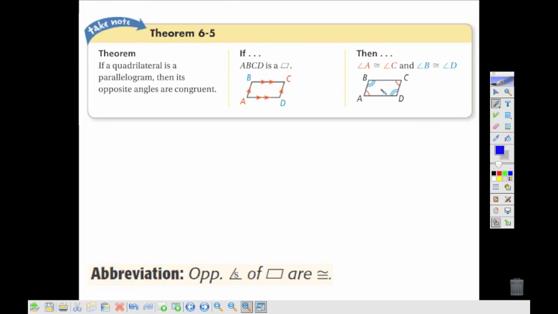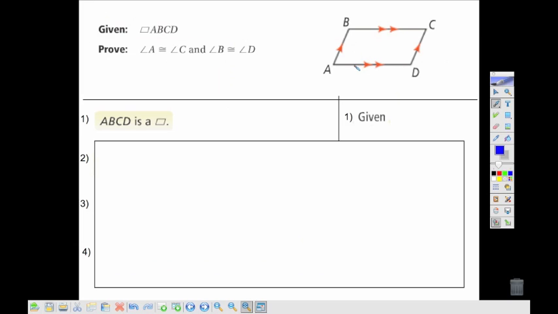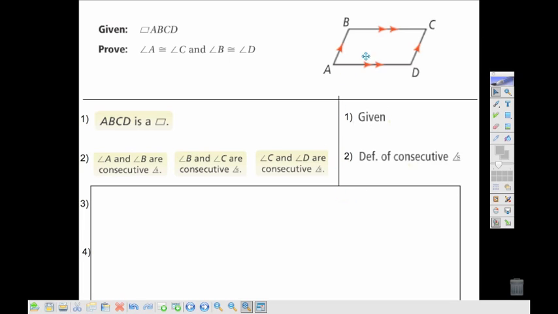Now the next theorem is looking at opposite angles, which we've already seen are congruent. So angle B is congruent to angle D, angle A congruent to angle C. Opposite angles of a parallelogram are congruent. And to prove that, the easiest way is just to do it using the last theorem, what we know about consecutive angles.